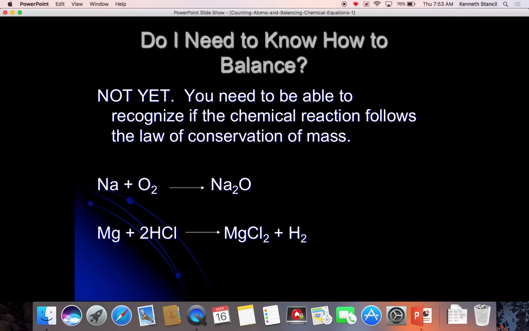All right? Nope. Yup. So, the first one didn't balance because we had 2 Na's on the product side, but we only had 1 sodium on the reactant side.